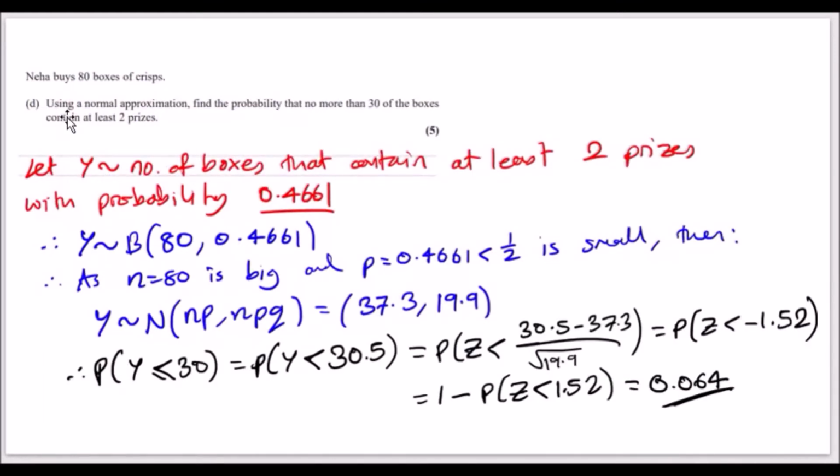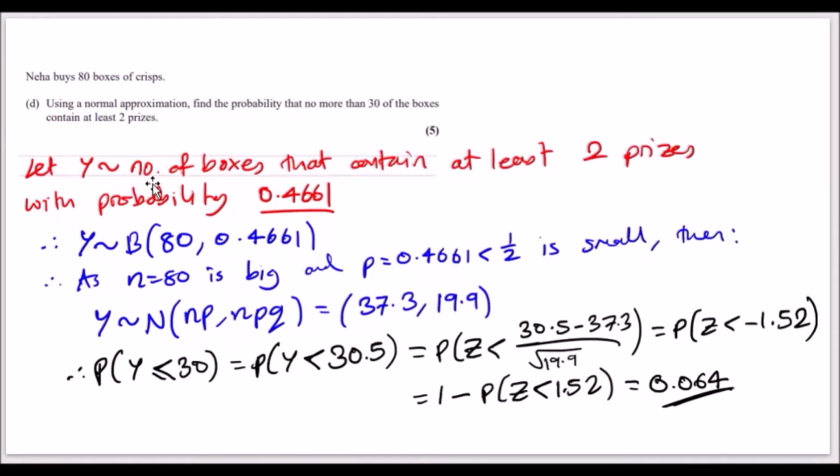So let y, using the normal approximation, so that's good. Find the probability that no more than 30 of the boxes contain at least 2 prizes. So no more than 30. Just to have an idea, it's going to be firstly y less than or equal to 30. So that is the final result, but we'll get there. Firstly, let's find the distribution.